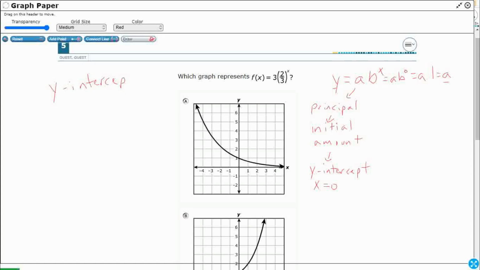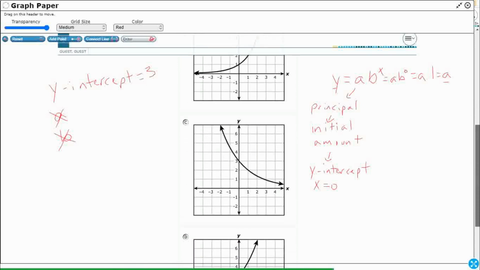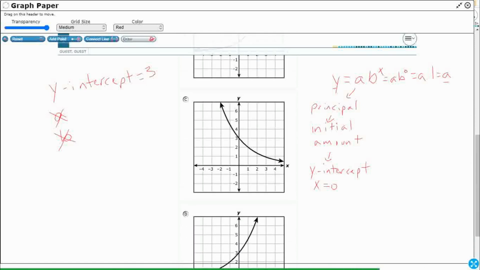So we can easily just take a look at some of our graphs. And look, we're already eliminating A. A is not going to work because that's got a y-intercept of 1. So we've eliminated A. We've eliminated B. Look at that. We've already eliminated 2 answers. Okay, C looks good, D looks good. All right, so we're going to say C is a question mark and D is a question mark, but we've already eliminated 2 simply because of that y-intercept.